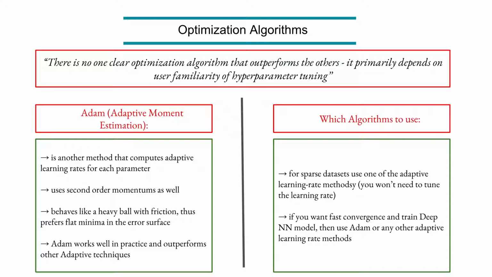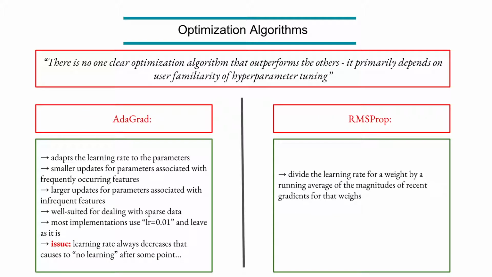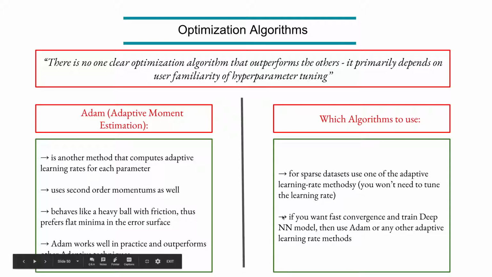In most cases, ADAM works well and outperforms other adaptive techniques. So ADAM, RMSprop, and AdaGrad are adaptive optimization methods, and in most cases ADAM works better than the other adaptive techniques. So the problem that arises here is which algorithm to use for our problem, right? If you have a sparse data set, use one of the adaptive learning rate methods, which control the learning rate during the training.